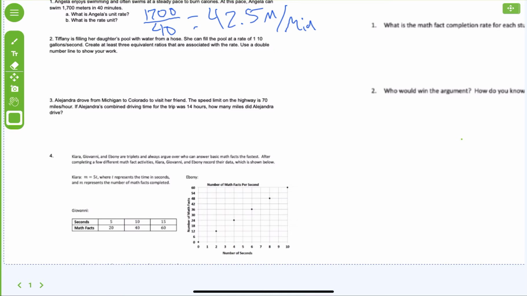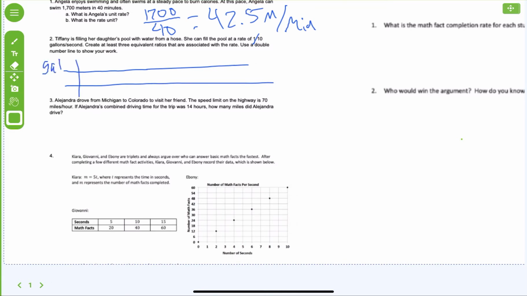Number 2, Tiffany is filling her daughter's pool with water from a hose. She can fill the pool at a rate of 1/10, that needs to have a slash in the middle of it or a division symbol, which is 1 gallon per 10 seconds. Create at least 3 equivalent ratios that are associated with this rate. Use a double number line to show your work. Okay, well, let's do that.